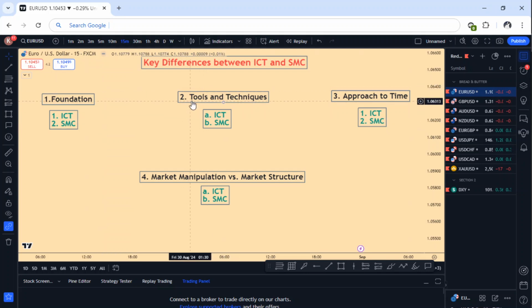Now what about the tools and techniques? So ICT has a set of tools and concepts like the Judas swing, fair value gap, session timing, session liquidities, AMD cycle, silver bullet, buy side and sell side liquidities, liquidity purges and raids. They both tend to share the fair value gap, order blocks, imbalances.